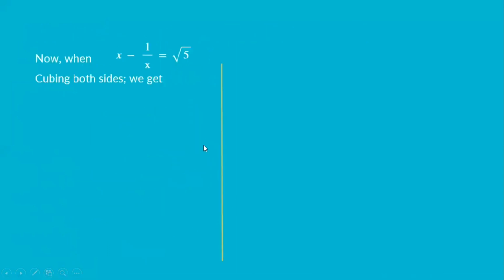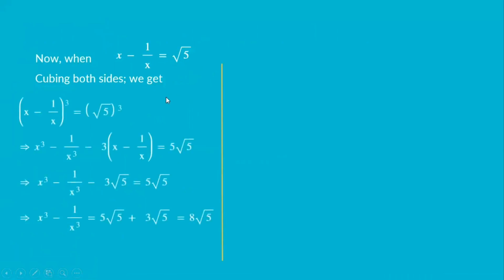Now, if you take x minus 1 upon x is equal to positive root 5, again we cube both sides. Cubing both sides, we get x cube minus 1 upon x cube minus 3 in bracket x minus 1 upon x is equal to 5 root 5. Right? So 5 root 5 is the cube of root 5. Now, put the value of x minus 1 upon x as positive root 5. So this becomes minus 3 root 5. Minus 3 root 5 goes here, it becomes plus 3 root 5. So now we have got the value of x cube minus 1 upon x cube as positive 8 root 5.